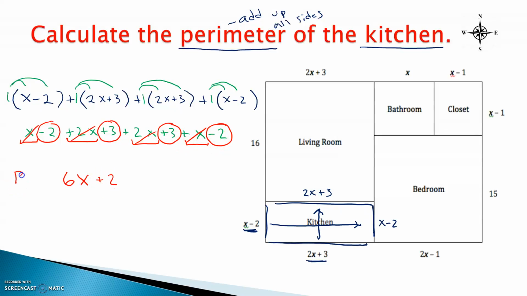So again, what is my perimeter? I'm going to use P here for perimeter. Perimeter is equal to 6x plus 2. Again, that is the perimeter for the kitchen specifically. Now again, you would do the same thing if they asked it for the bathroom, the closet. You would add up all 4 sides of that room.